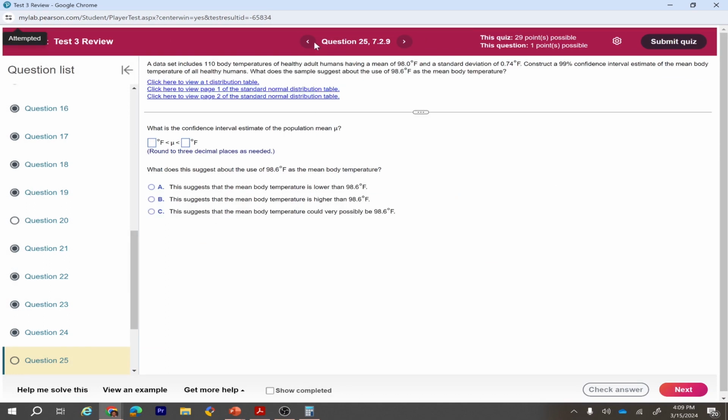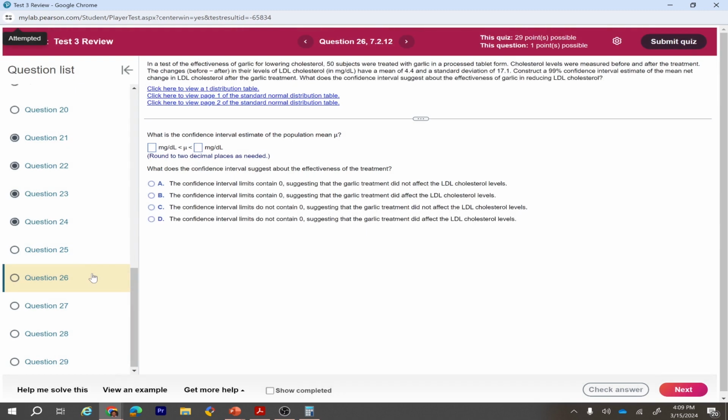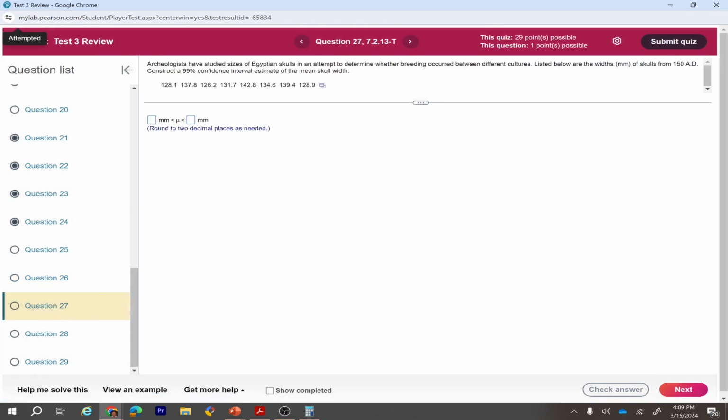Okay, this is exactly the same as the previous problem. You have to just use the same calculator and answer the question, so I'm going to skip it. Problem 26 is also the same thing. You have to use the same calculator, so I'm going to skip that as well.